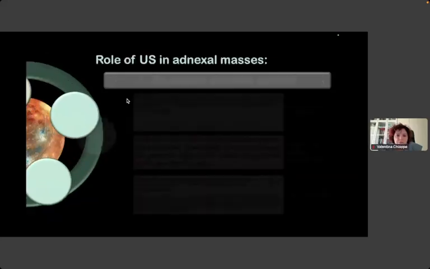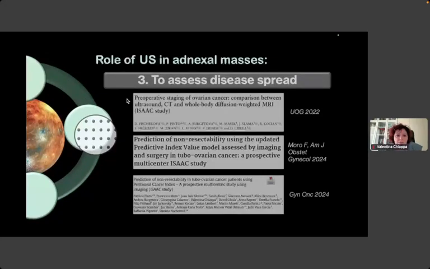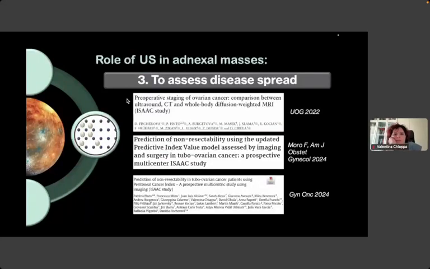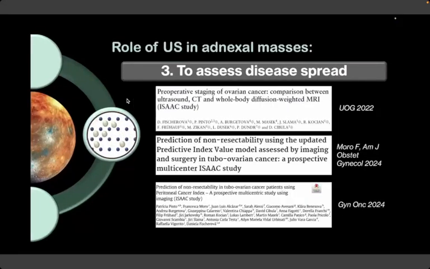Through ultrasound, we can also try to describe the abdominal spread of disease in patients with ovarian cancer and predict the possibility of complete cytoreduction. In recent years, Daniela Fischerova has coordinated a multi-center study called ISAC, which aimed to demonstrate the non-inferiority of ultrasound compared to whole-body DWI MRI and PET-CT.